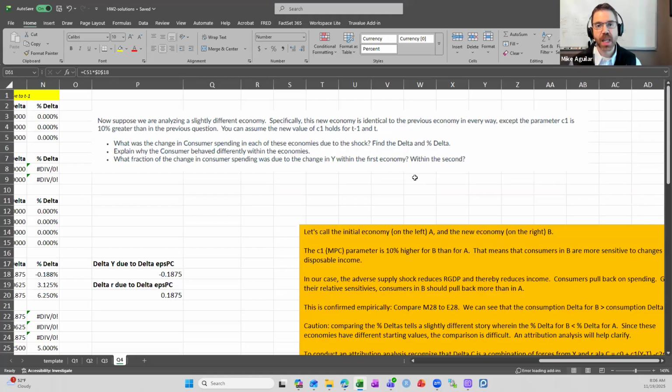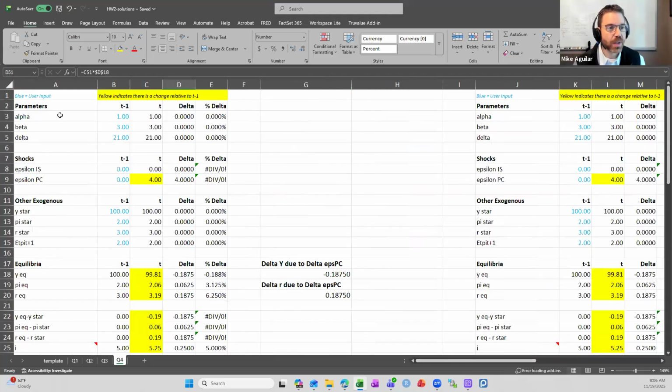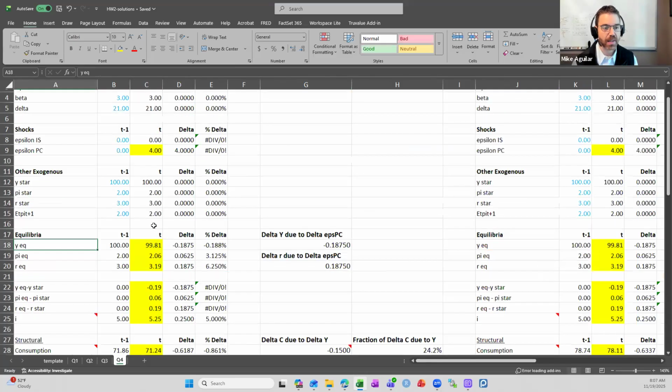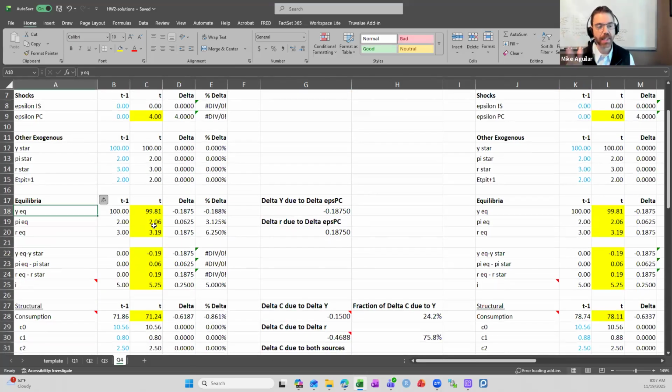The way that I did it was I copied and pasted the architecture of the template that I provided to you, left and right. I'll call it A and B, old and new, whatever you want to call them. Chapel Hill and Durham. All right, so you already had the calibration of alphas, betas, deltas, the shocks, the exogenous variables, and the equilibria I already filled in for you. And then, of course, you got the gaps: Y gap, I gap, R gap, and then the nominal interest rate.